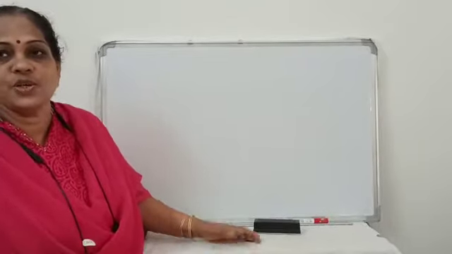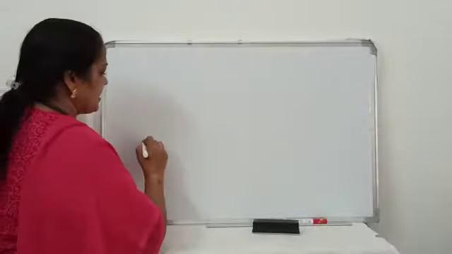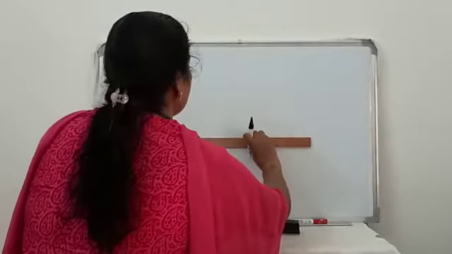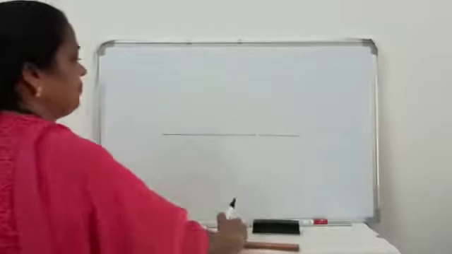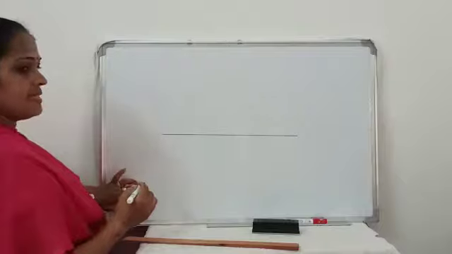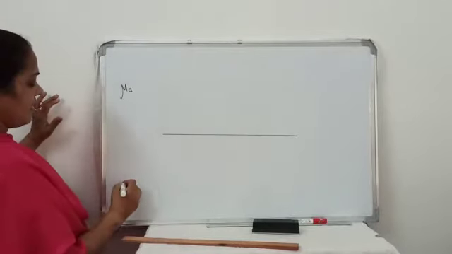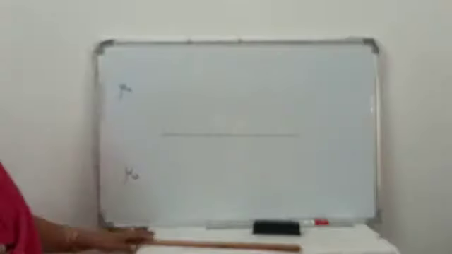Yes, children, we will continue with the new phenomena. Just consider you have an interface separating two media. This is the rarer medium and this is the denser medium. Let the refractive index of the rarer medium be mu A, and for the denser medium let it be water, so let it be mu W.